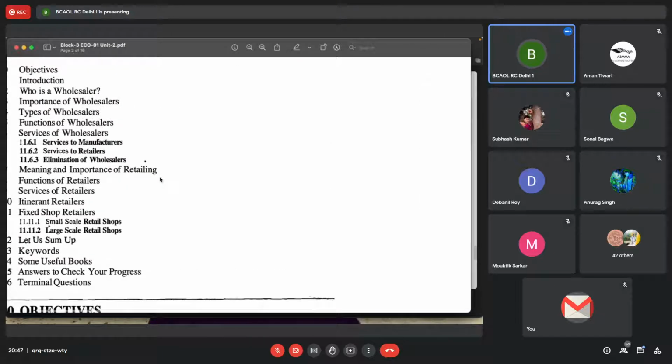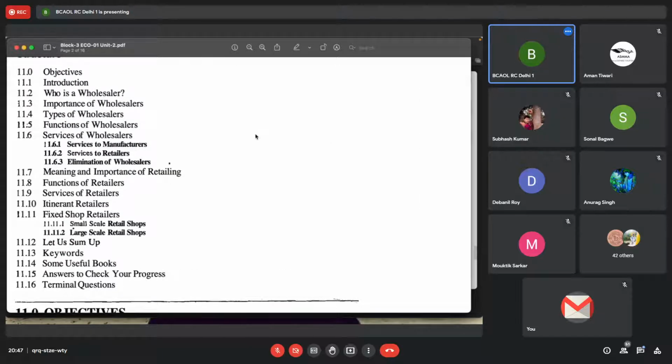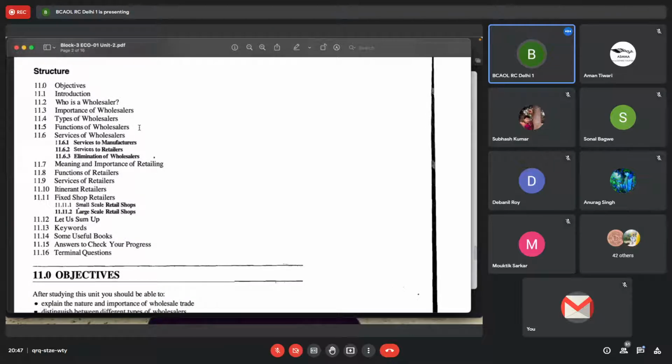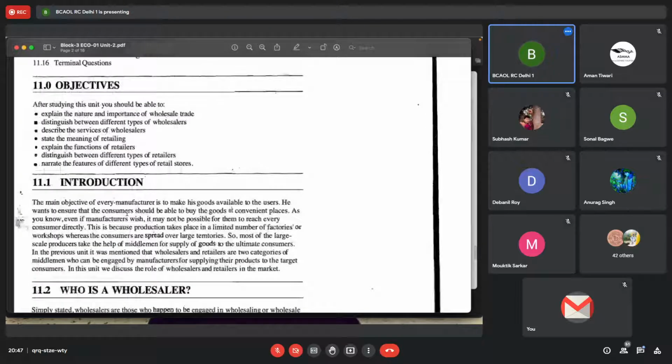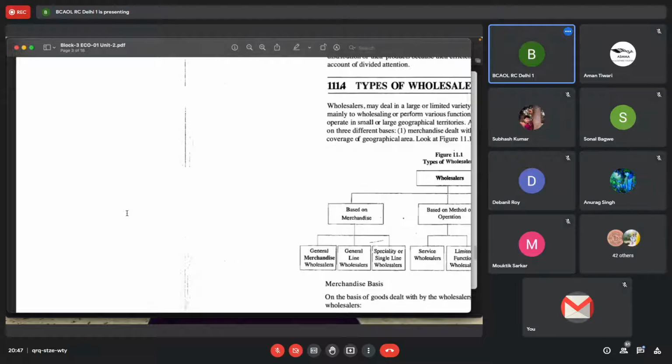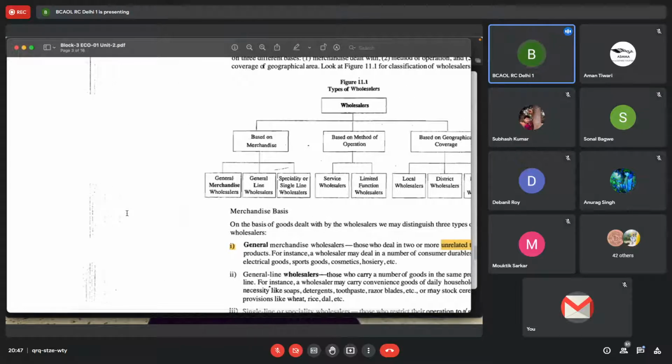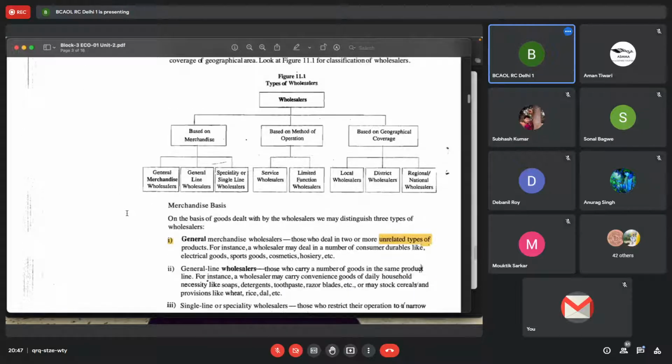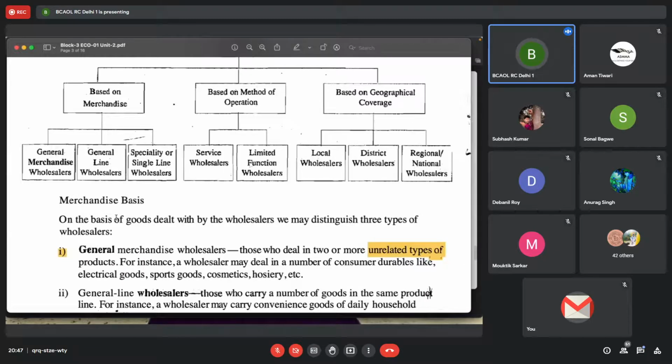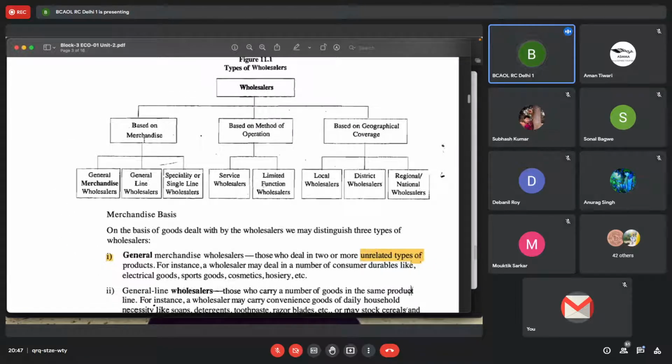I will explain again who is a wholesaler and all that. I'll just come to the main points which are left, which is types of wholesalers. We haven't done that yet. Types of wholesalers can be based on the merchandise, what kind of merchandise the wholesaler has, where and how it is operating, what he is selling, and on geographical coverage.